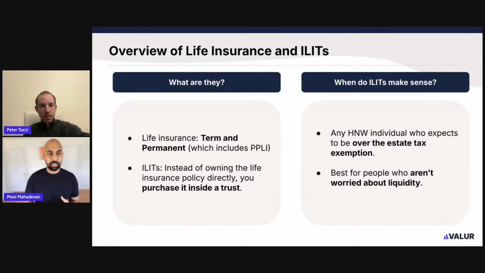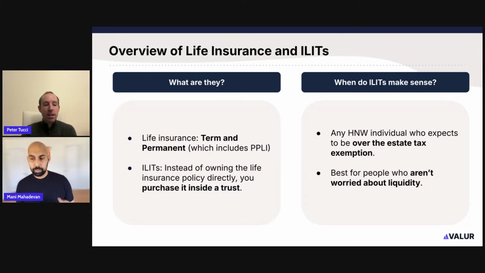Let's get started with the basics. Peter, why don't you give a quick overview of life insurance and different types of policies? Yeah. There are a bunch of different types of life insurance policies. The two general categories are term and permanent. Term insurance is probably what you think of as life insurance, the most common type. It has a discrete term. So you might get a 20-year policy, and if you're 40, it'll last until you're 60. Then when you're 60, if you're still alive, the policy expires, and that is that.